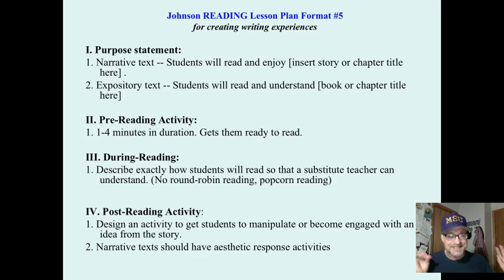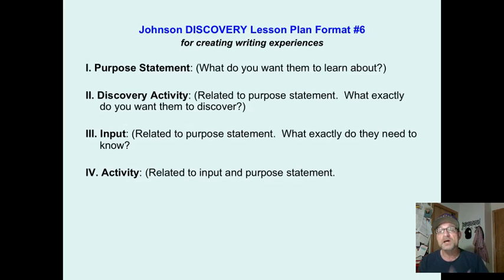During reading, describe exactly how students will read so that a substitute teacher could pick it up and replicate it. We do not want them reading round robin or popcorn reading, but either buddy reading or reading by themselves or group reading or one of these other strategies. And then a post-reading activity designed to get them to manipulate or extend or become engaged in an idea from the story. Narrative text should have an aesthetic response type of activity, not an interrogation where they identify the author's purpose or name that, but respond aesthetically like we respond to art.